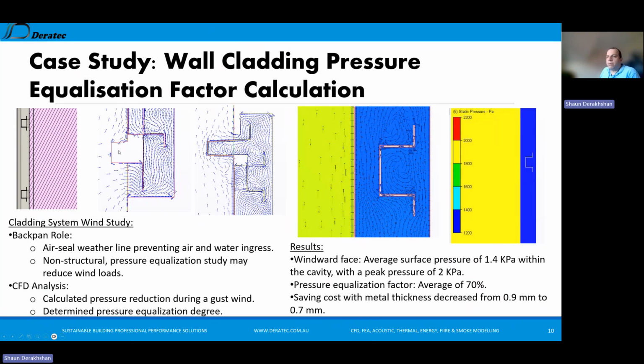So how we calculated: we model very simple, but 3D. And then we try to model the cavity gap, apply boundary conditions, and then simulate for different wind, maybe 4 to 8 directions, and then find the average wind pressure. And then, okay, the result is almost 70%, and it helped the project a lot.